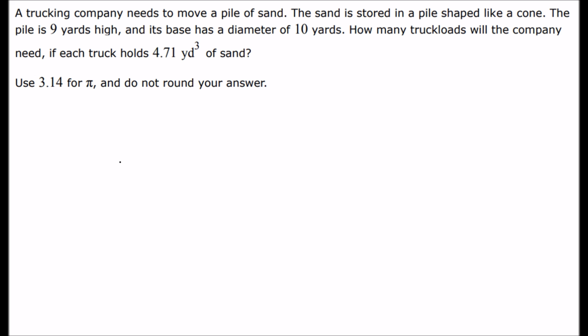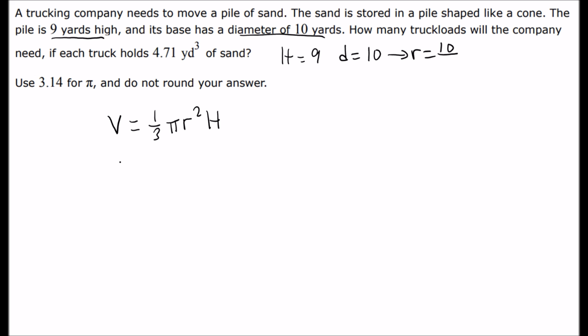Okay, so we know the formula for a cone, right? So it's 1/3 pi r squared h. All right, so they say that the pile is 9 yards high. So we got the height is 9, and then it says the diameter is 10. Okay, so we got the diameter is 10. So remember, the radius has to be half of that. How many truckloads will the company need if each truck holds this much sand? Okay, so this is a volume that they gave us, right? The volume per truck.